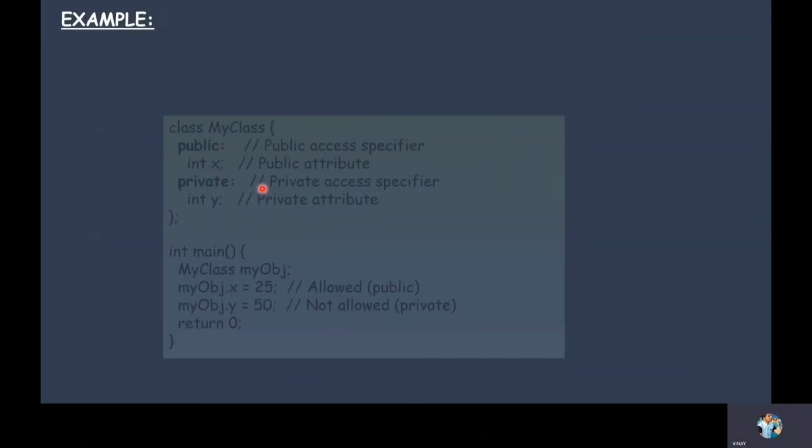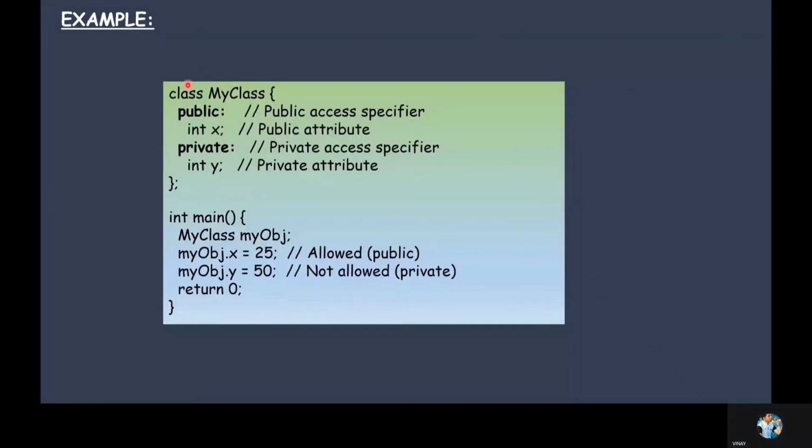Then let us see the example for access specifiers. Here see class MyClass. MyClass is a class name. Open with the open curly bracket. Public is an access specifier. int x, it is a public attribute, meaning a data member of the class. Then private is an access specifier. Then int y, where int is a data type and y is a private attribute, meaning a data member of the class. And close the curly bracket and end with the semicolon.